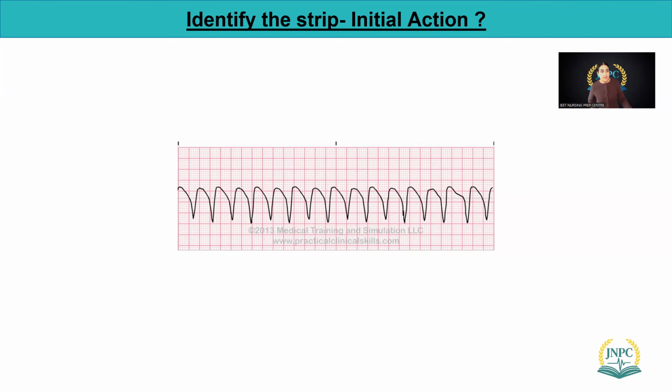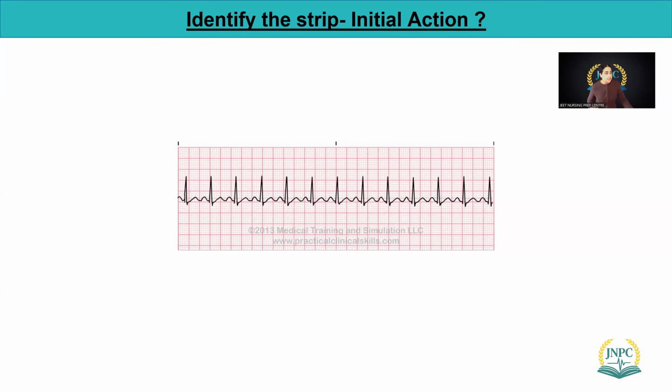If pulse is there, treatment is different. Pulseless, treatment is different. How about this? What is the question first? Is the gap regular or irregular? It's regular. Do we see PQRST? Look at the gap. It's the same. So can we see PQRST and then PQRST, PQRST? Yes, we can see that.